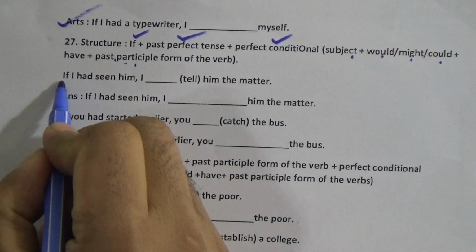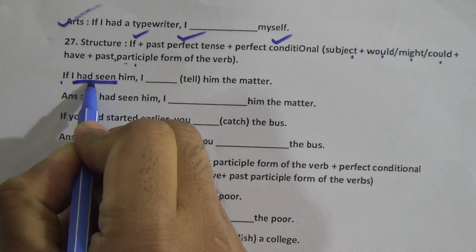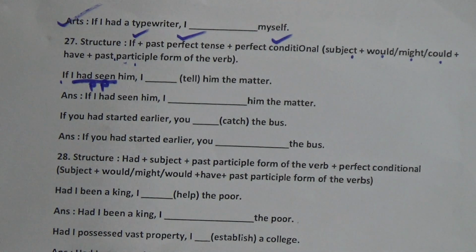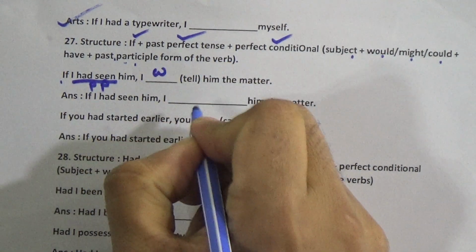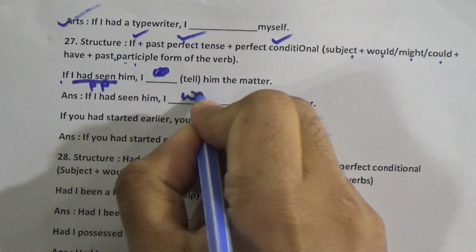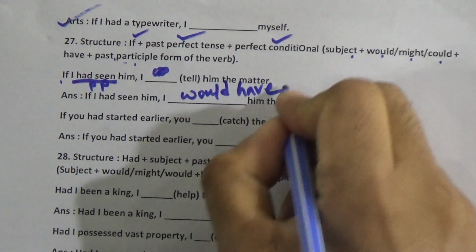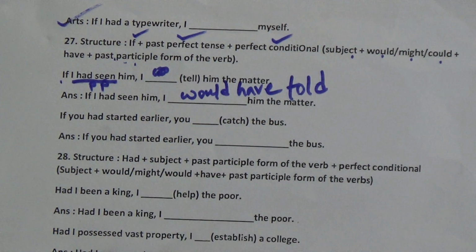If I had seen, here had seen is past perfect. That's why here you have to use perfect conditional. Perfect conditional means I would have told him the matter. If I had seen him, I would have told him the matter.